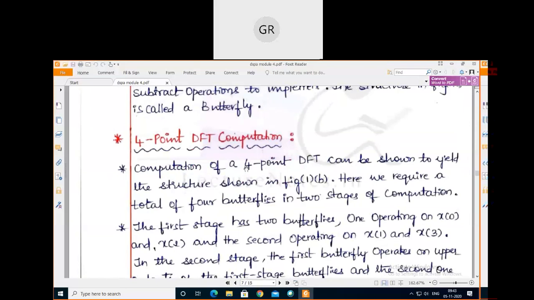If it is a 4-point DFT computation, here we have 4 inputs. The computation of a 4-point DFT can be shown to yield the structure shown in figure 1b. Here we require a total of 4 butterflies in 2 stages of computation. How many butterflies are required? 4 butterflies. Those 4 butterflies can be arranged in 2 stages, in the first stage 2, in the second stage 2. 4 is 2 to the power of 2, so the power value is 2, then 2 stages.